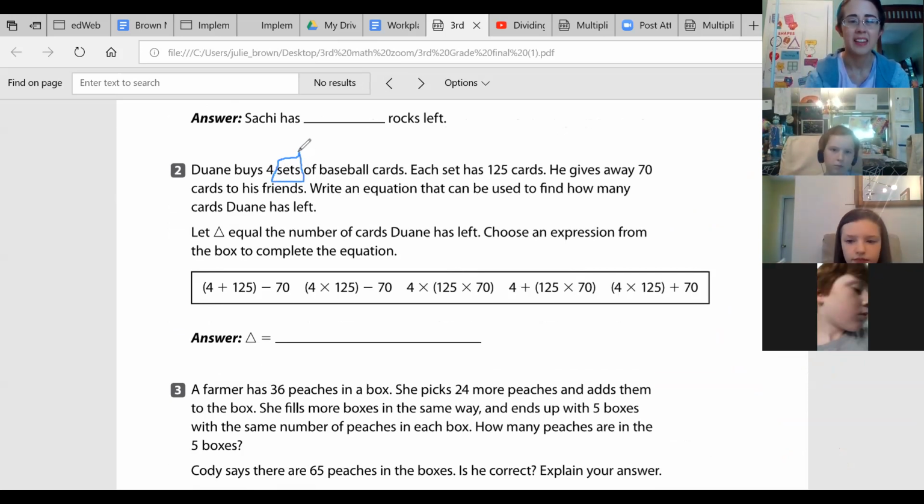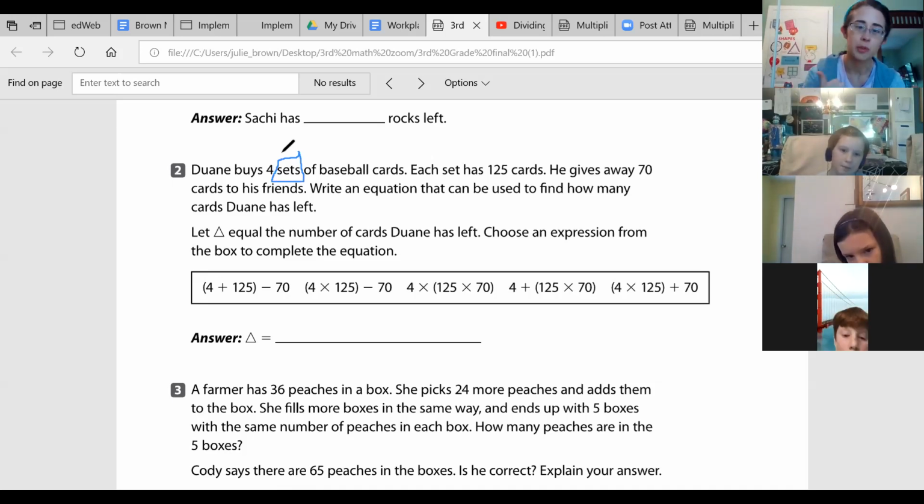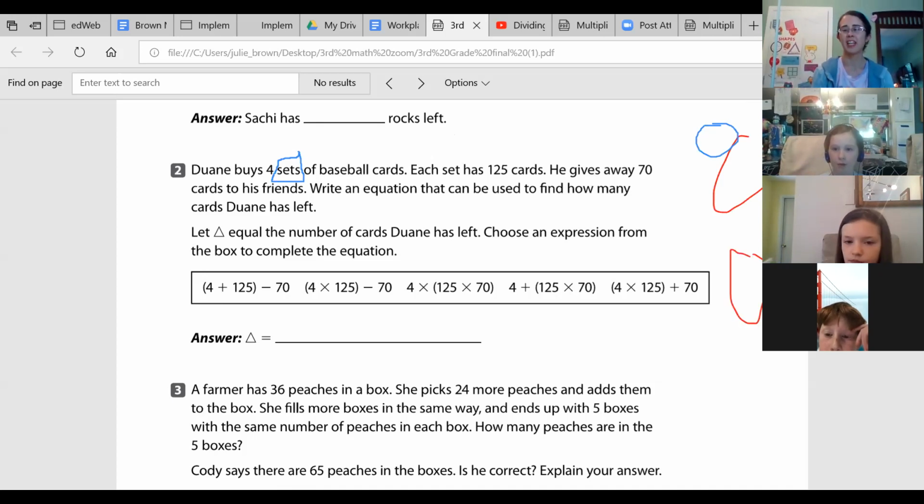Mm-hmm. Thank you. So when I hear the word set, that automatically makes me think groups. And that makes me think multiplication and division, because that's when we're putting things in groups. And so if I were to picture a drawing in my mind, would I picture 4 circles that I can draw, or should I draw 125 circles? 4. Yes, because 4 is the number of groups. Sets or groups, yeah. And Dash, if you want to write the number 125 inside each group.